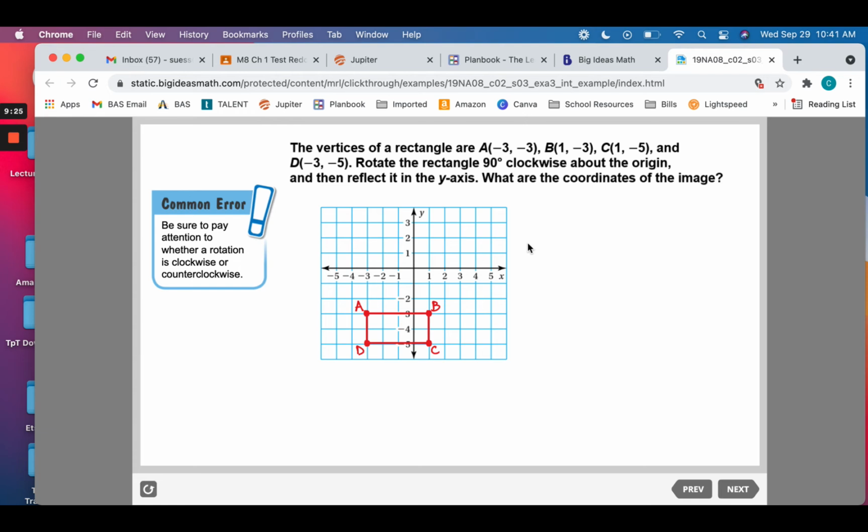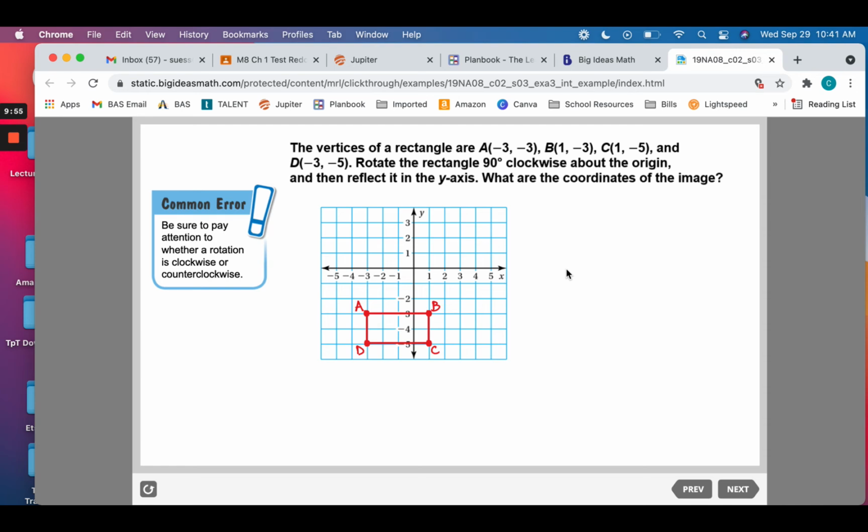x, y becomes y, negative x. So they switch places, the x and the y, and then the original x is negative. The y becomes negative, right? No, that's for 90 degrees. We're on 270. But if it's clockwise, because that's counterclockwise, we're using the 270 rule. We're not switching it. How do you get 270? What's happening?